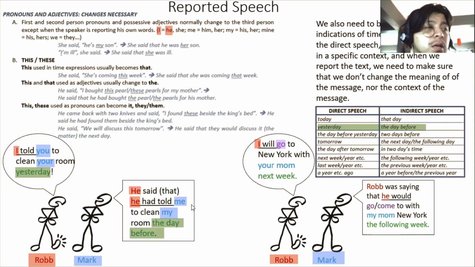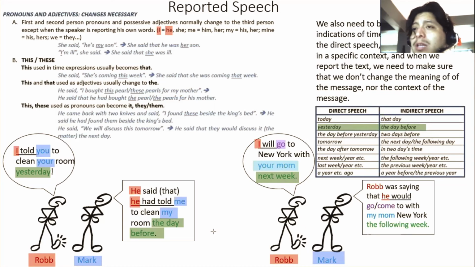Aquí tenemos también que cuando Rob dice your mom, se refiere a la mamá de Mark, ¿sí? Como está hablando directamente con él, yo, Rob, voy a ir a Nueva York con tu mamá, de ti, de la persona con la que estoy hablando, en este momento, next week, en algún momento específico. Aquí tenemos un marcador de tiempo, tenemos un verbo, de esos medio que tienen como dos lados, y tenemos un sujeto y un objeto, ¿ok?